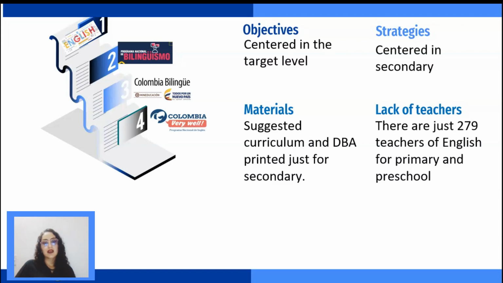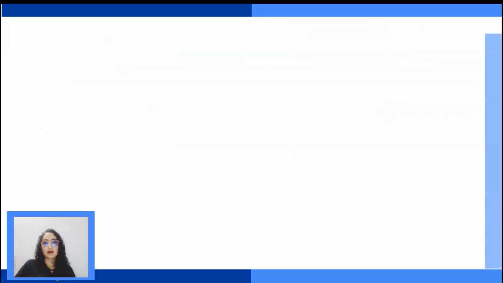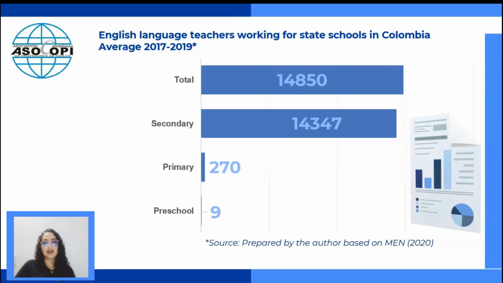And the last constant element that I found in all programs, and to me the most important one, is that in none of them was the lack of prepared English teachers for preschool and primary considered. There is a crucial point that has not been addressed yet, and I will share with you this figure for you to have an idea of how many English teachers are enrolled in official schools.